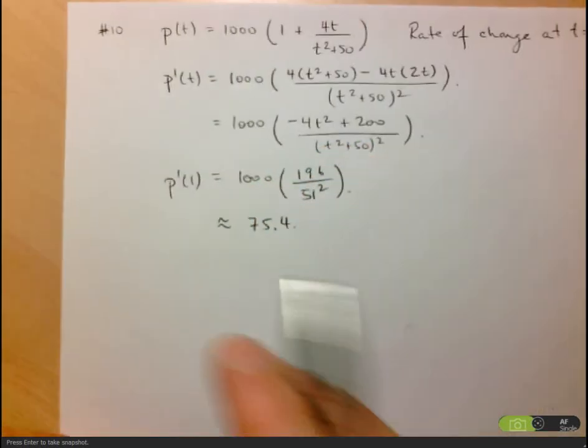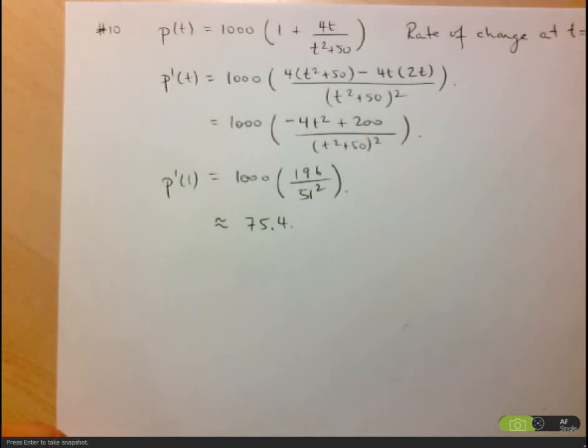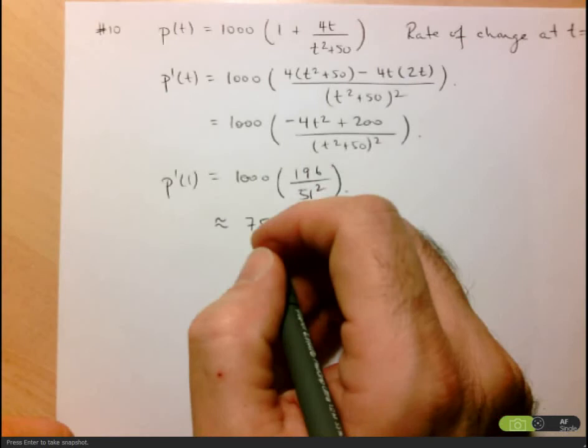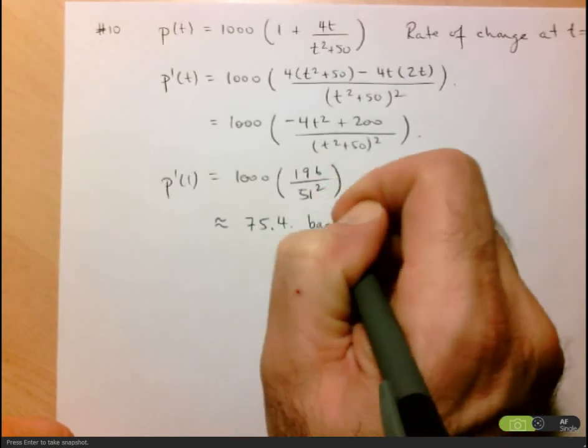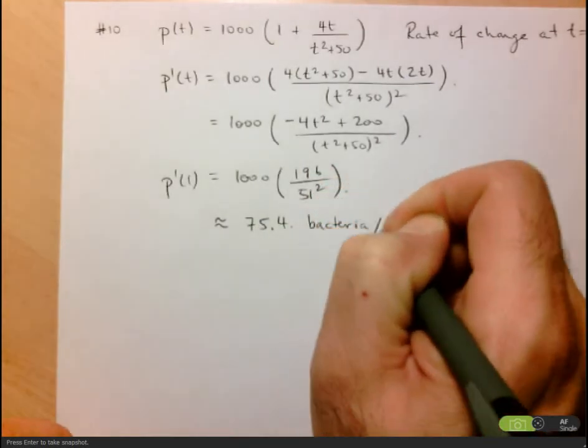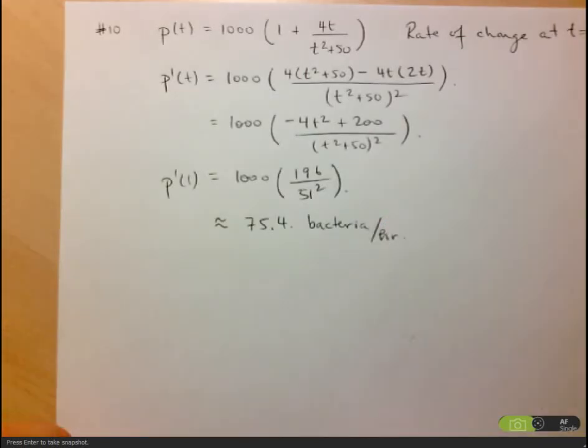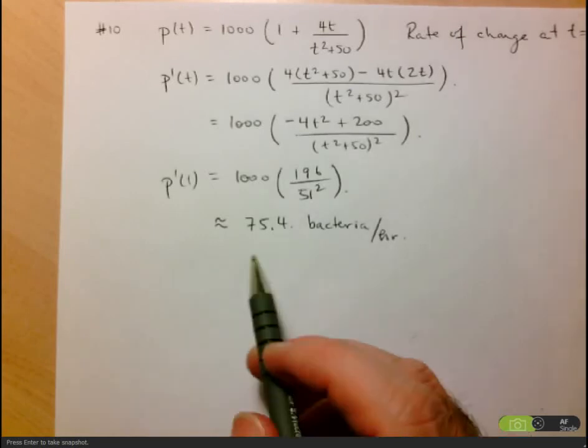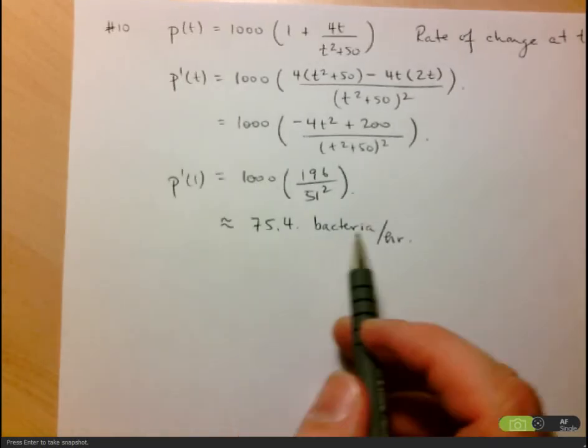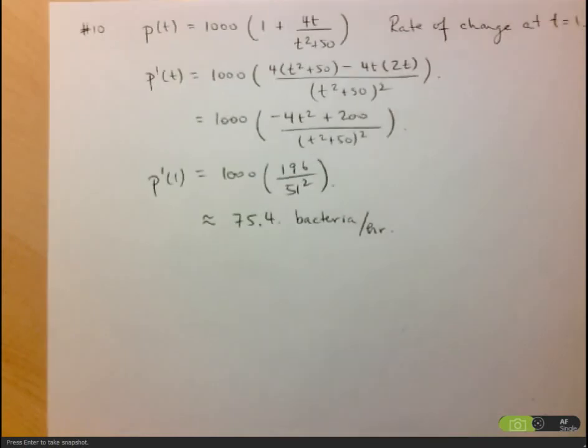Now, because there's a context here, we really should be giving units. The population is number of bacteria, and the time is in hours, so this is going to be 75.4 bacteria per hour. So we've got that the population of bacteria is increasing at 75.4 bacteria per hour. Okay, that's it for this one. Let's, in a second, move on to the last one.